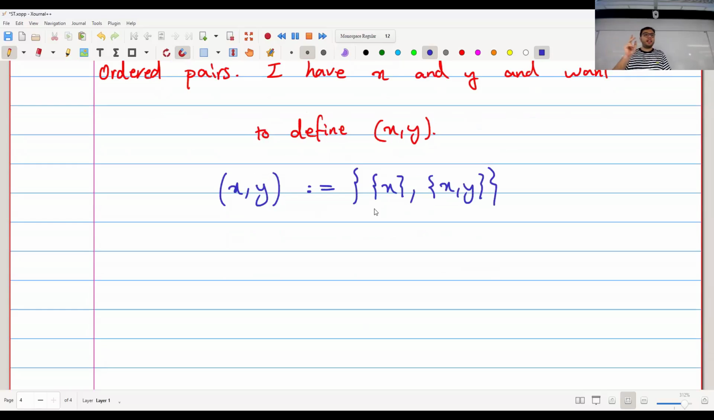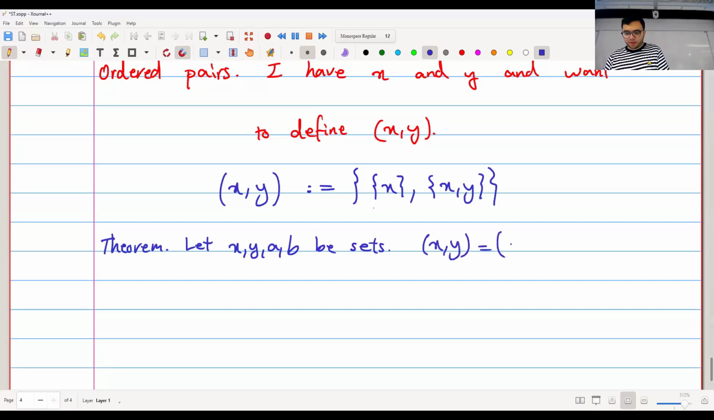Okay. But now, of course, I want to have the main property, which says that two ordered pairs are equal if and only if their first components are equal and their second components are equal. So this is the theorem. I say, let X, Y, A, B be sets. Now I want to say that the pair XY is equal to the pair AB if and only if X is equal to A and Y is equal to B.